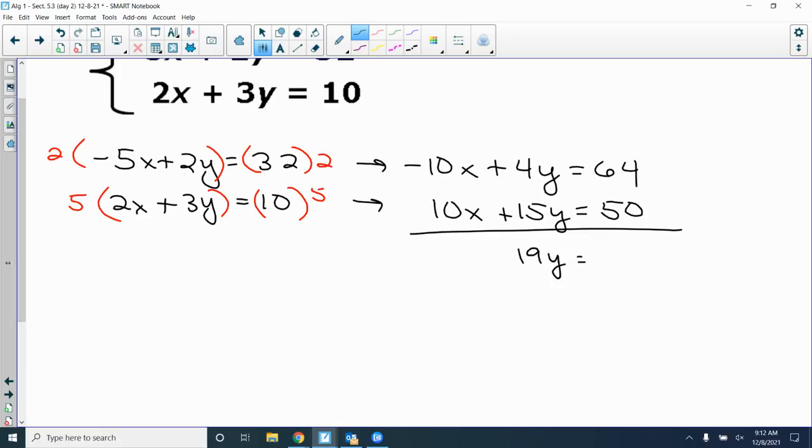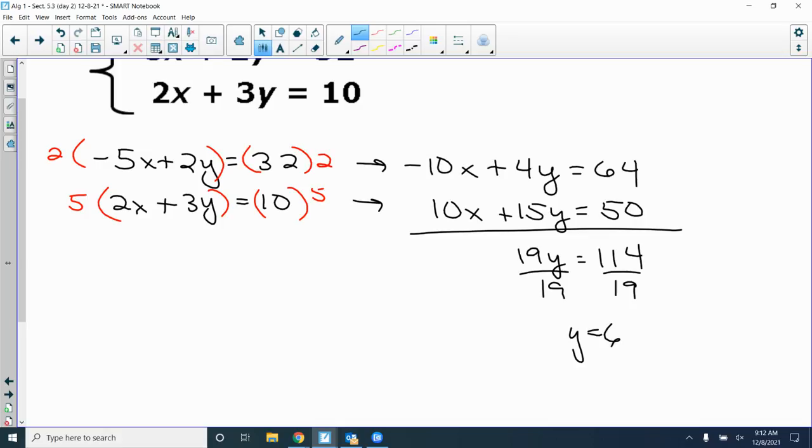And then you can use your calculator. 114. Now here's where you kind of got to cross your fingers because this is something you don't recognize. Will 19 go into that evenly? We definitely hope it will, but I don't know off the top of my head. Divide by 19. 6. That makes me feel good when I get a whole number. So I get y equals 6.